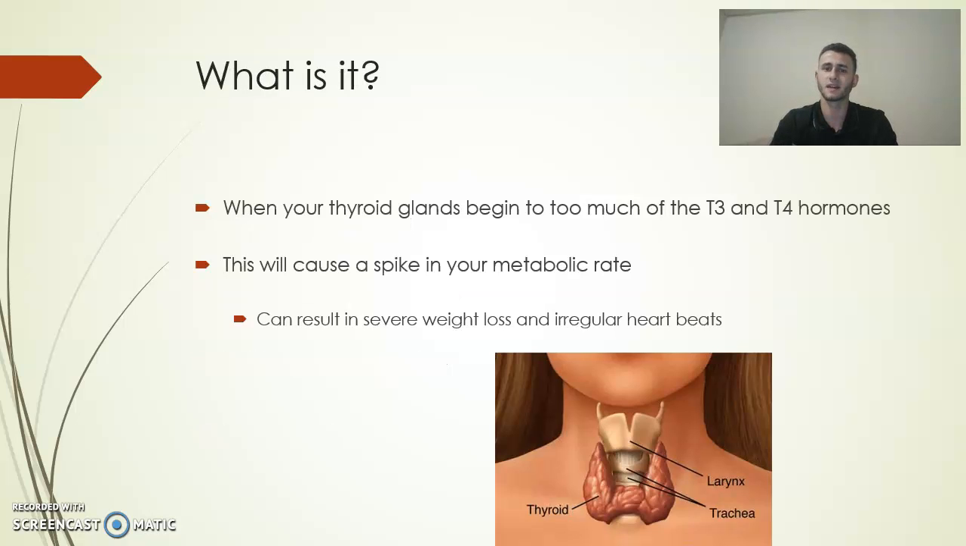But what exactly is hyperthyroidism? Well, when your thyroid gland begins to create too much of the T3 and T4 hormones, it can cause a spike in your metabolic rate. And due to the spike in the metabolic rate, you can experience severe weight loss, irregular heartbeats, and then the rest of your body systems just speeding up due to these hormones being secreted at an alarming rate.